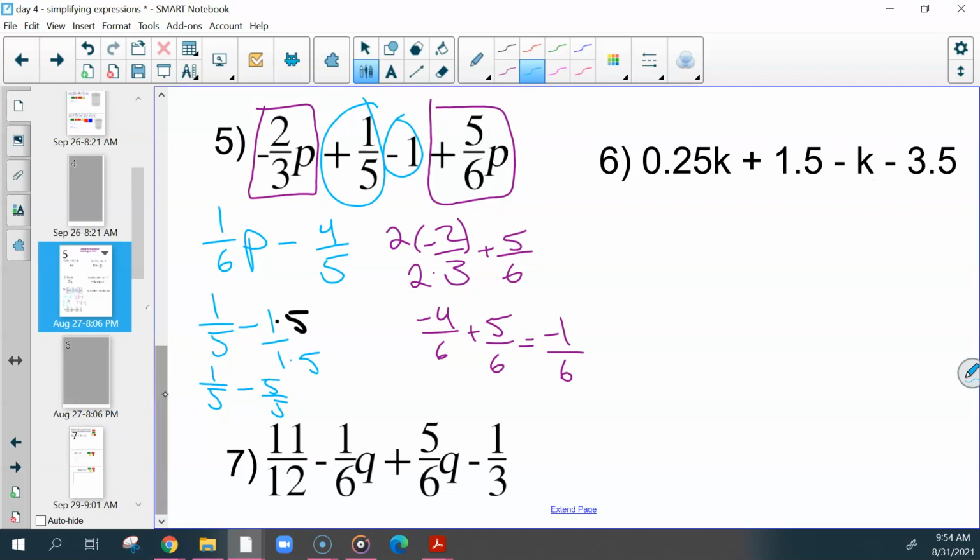And because they now have the same denominator, I could combine them. So yes, you could definitely do it by hand. If you do it by hand, I would still say check it in your calculator to make sure you didn't mess up.